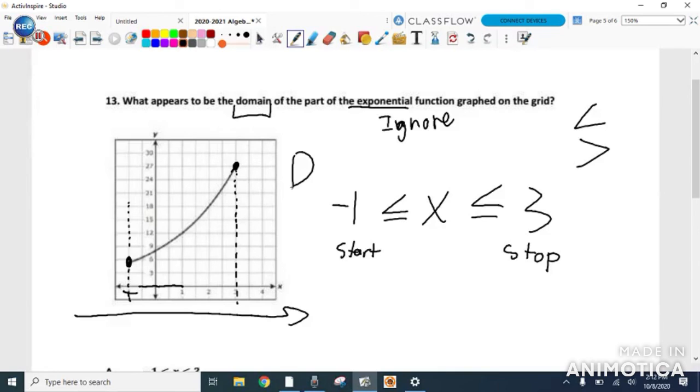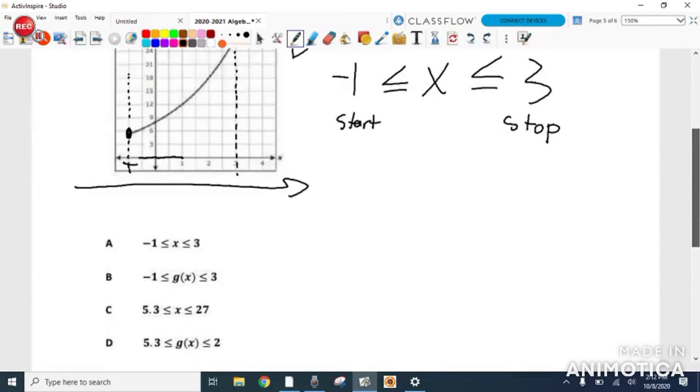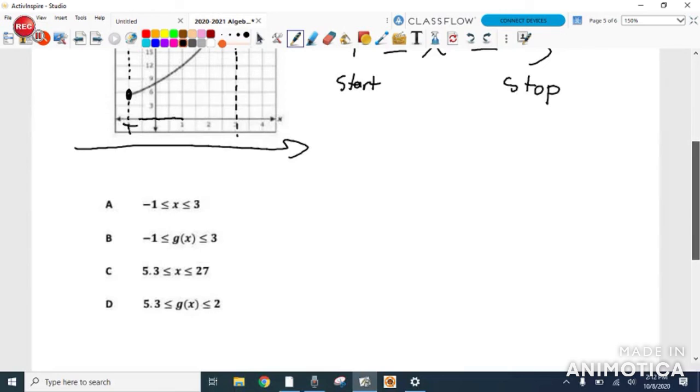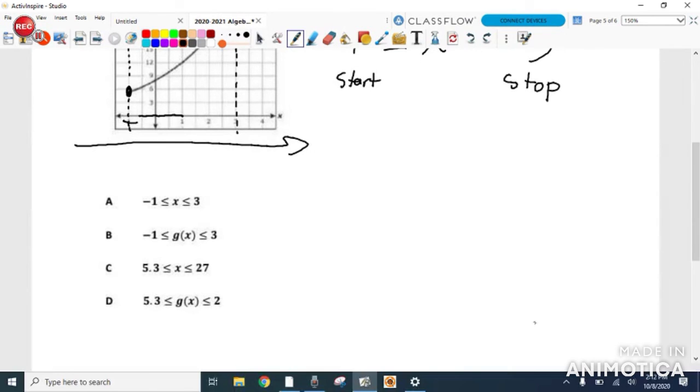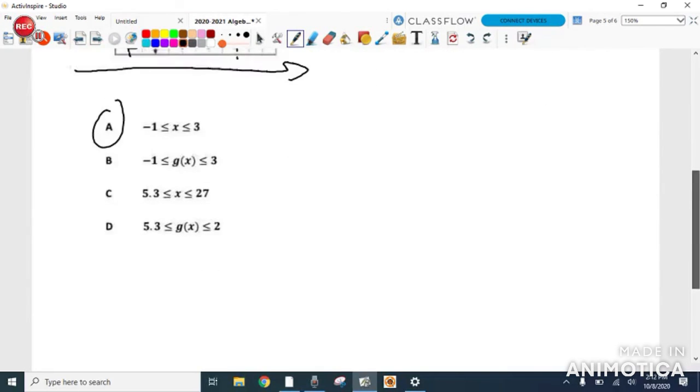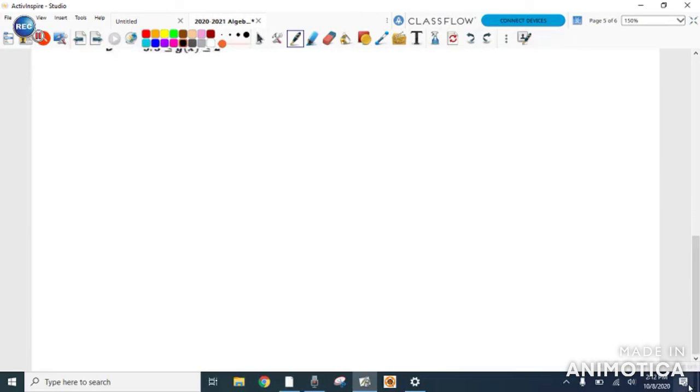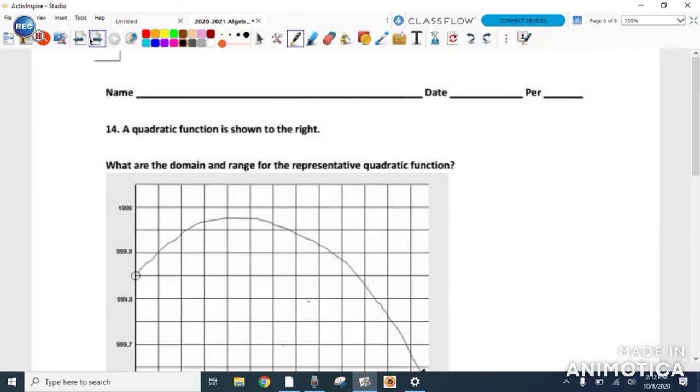So let's find that right here. There it is right there. You're just looking for the x by itself. Okay? So now, oh, this is a blank page. There's one problem. This is the last page. Now, what are the domain and range of the representative quadratic function?